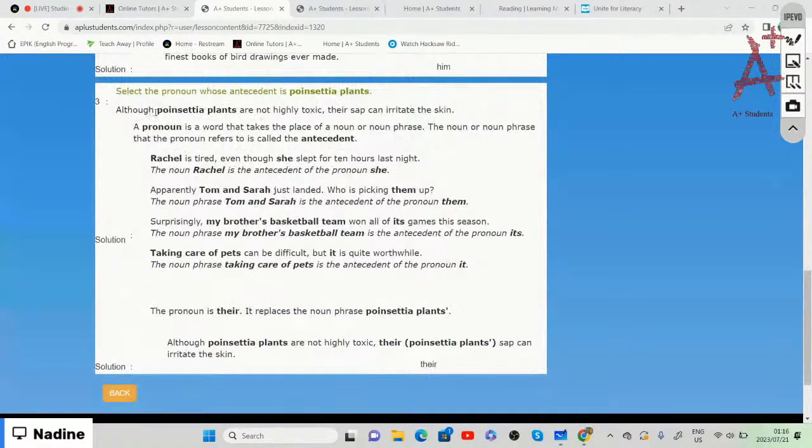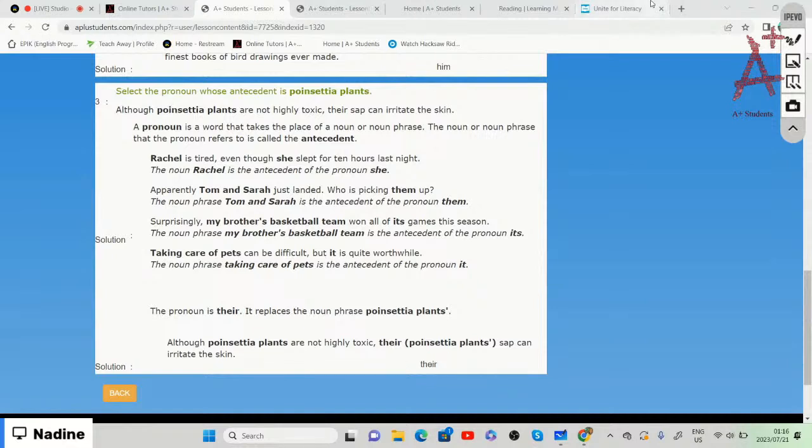Although poinsettia plants are not highly toxic, their sap can irritate the skin. We need to select the pronoun whose antecedent is poinsettia plants, right? So the pronoun within that sentence that replaces the noun phrase, which is the poinsettia plants.